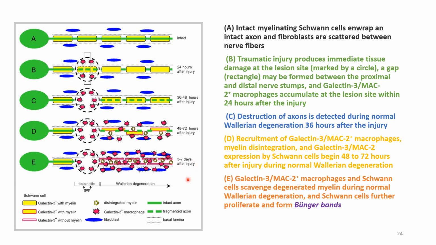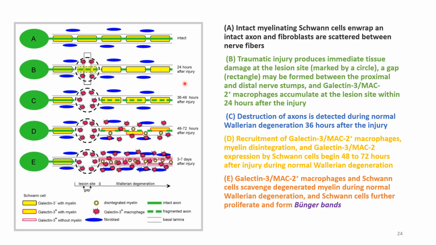Next, 3 to 7 days after injury, what happens? Galectin-3 or MAC2 macrophages and Schwann cells scavenge the degenerated myelin during normal Wallerian degeneration. And Schwann cells further proliferate and form Bungner bands. I told you, the Schwann cells will proliferate and form sheaths inside the axonal cylinder to guide the sprouts of the axon which are coming from the proximal part of the injury. So these sheaths, bands or membranes formed by Schwann cells are called Bungner bands. So this is the timeline.